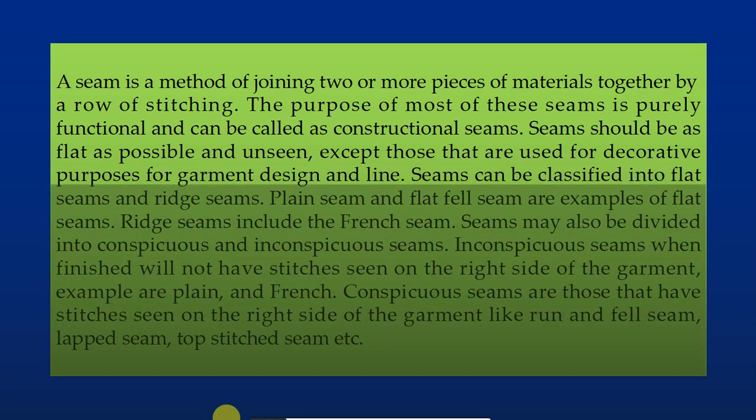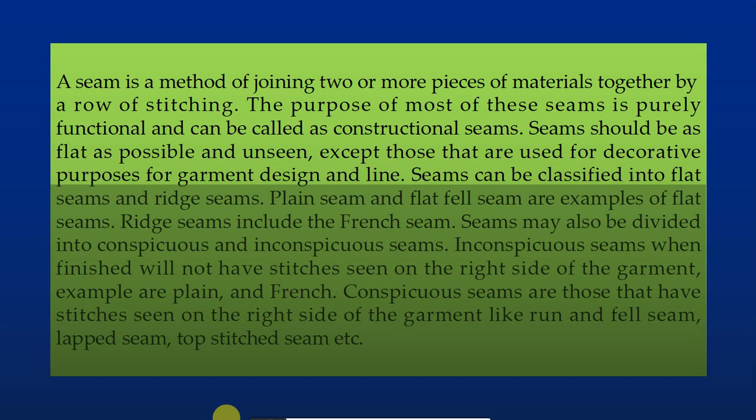A seam is a method of joining two or more pieces of material together by a row of stitching. The purpose of most of these seams is purely functional and they can be called constructional seams. Seams should be as flat as possible and unseen, except those that are used for decorative purposes for garment design and line. Seams can be classified into flat seams and ridge seams.